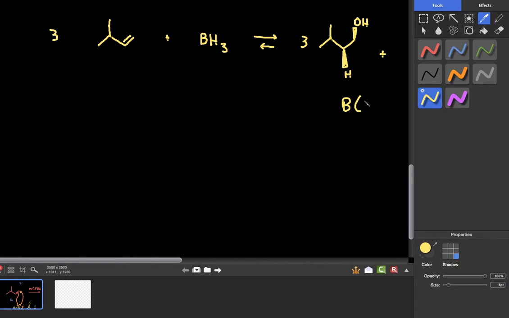Most organic reaction mechanisms have all one-to-one stoichiometry. This one is the one that does not. So I will need 3 equivalents of the alkene plus BH3, I will produce 3 alcohols. I'm going to show one of the stereoisomers. And I will have boric acid as a side product. So here is the overall reaction stoichiometry.